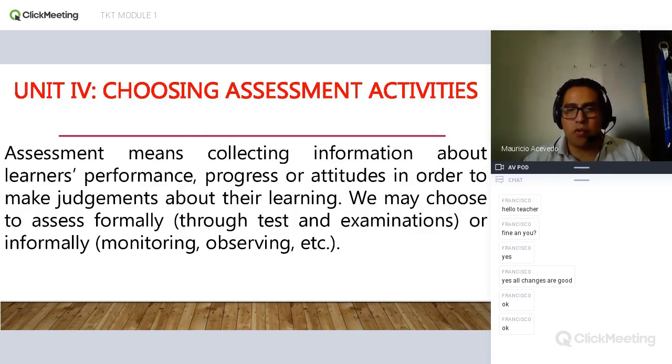We may choose to assess formally, for example, through tests and examinations, or informally, just monitoring, observing, etc. Okay, Francisco? So remember that in assessment, it's basically to check the progress of our students, right? You can mark them with a 10, or you can just say, hey, well done, nice job, improve this, but you did it very good. You know what I mean? So that's basically what we mean when we talk about assessment.